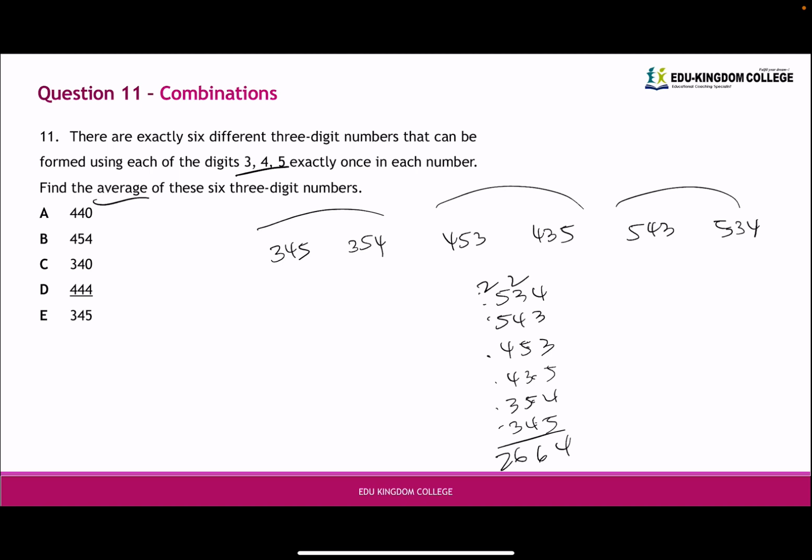Now if we divide this by 6, because we had 6 numbers, 6 goes into 26 4 times, 2 left over. 6 goes into 26 4 times, another 2 left over. 6 goes into 24 4 times. That should give you 444.